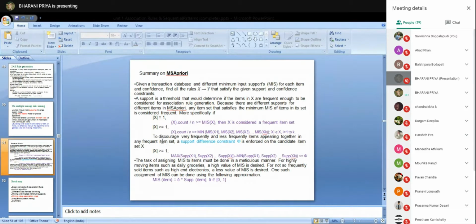And to avoid the F2 problem, what is the F2 problem? The combination of frequent items and rare items. We are introducing a constraint called the support difference constraint. That is, the maximum support of all the items minus the minimum should be less than or equal to phi value. And the phi value is given by the user.